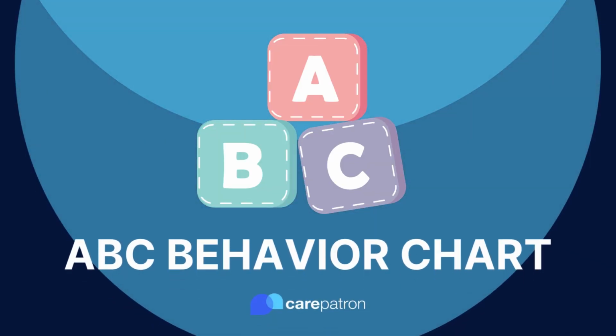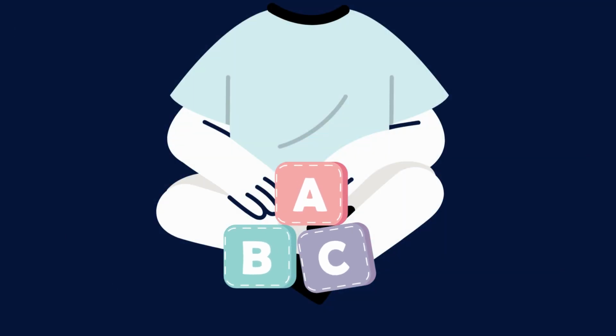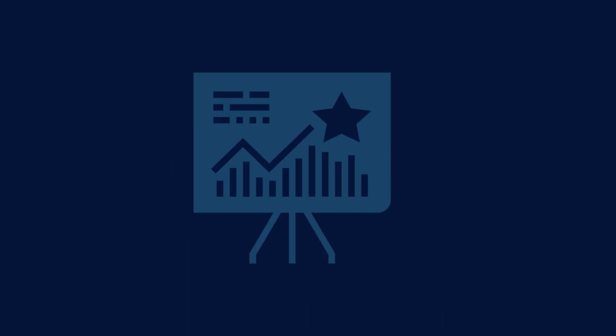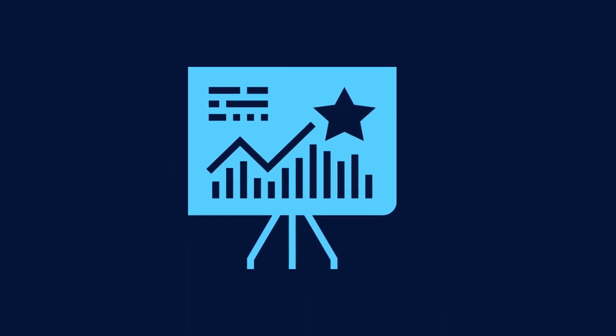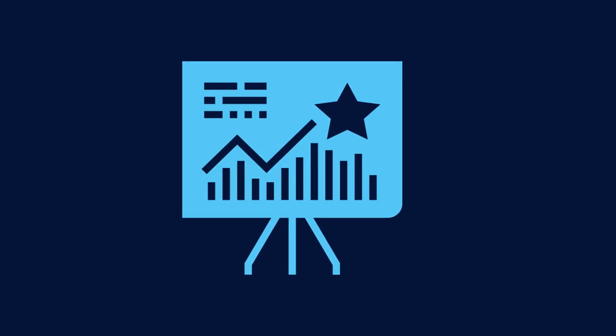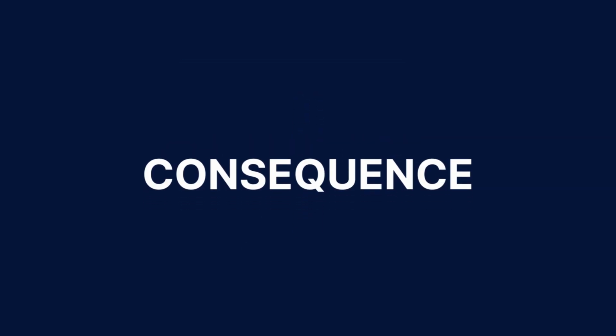An ABC behavior chart is an observational tool practitioners use for analyzing behaviors of children, identifying the patterns of said behaviors, tracking how often these behaviors occur, and developing behavior management strategies. The letters are an acronym that stands for antecedent, behavior, and consequence.